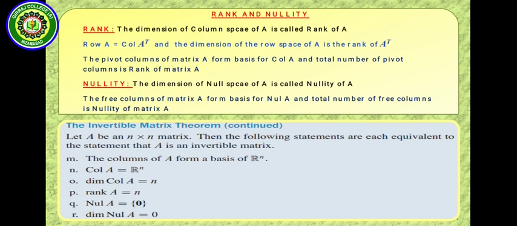Here is one theorem statement only: the invertible matrix theorem. What is its statement? Let A be an n by n matrix. Then the following statements are each equivalent to the statement that A is an invertible matrix. The columns of A form a basis for R^n, column A equals R^n, dimension of column A equals n, rank of A equals n, null A equals the singleton {0}, dimension null A equals 0.